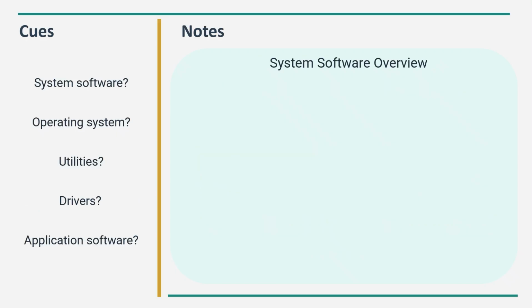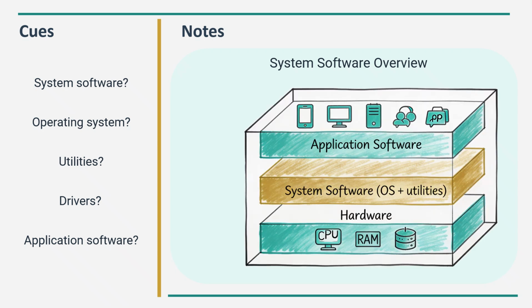Okay, so let's look at system software. System software is the software that runs the computer itself. It sits between the hardware and all the other programs. It controls the hardware, manages resources like memory and storage, and provides services that other programs depend on. System software includes the operating system, utility programs such as antivirus and backup tools, and drivers that allow the operating system to communicate with hardware devices. Application software can't run properly without system software beneath it.